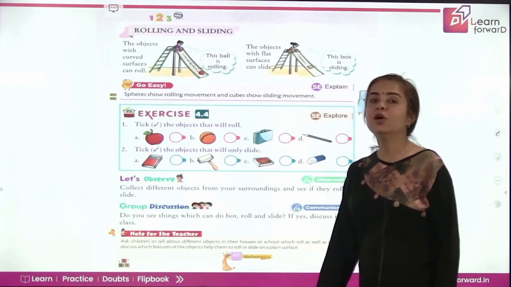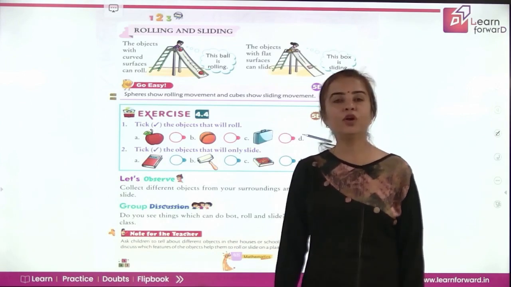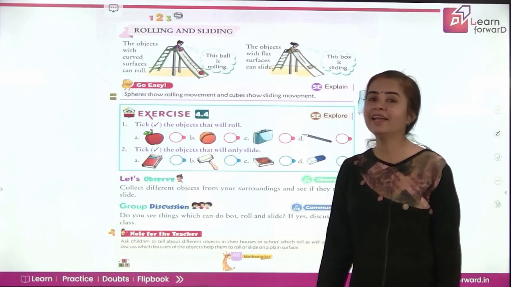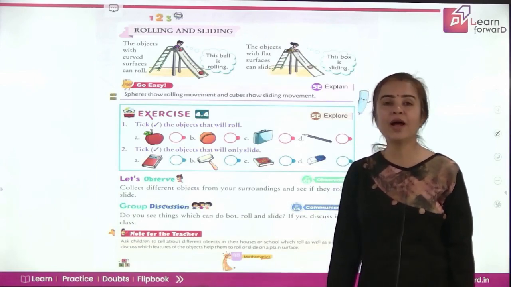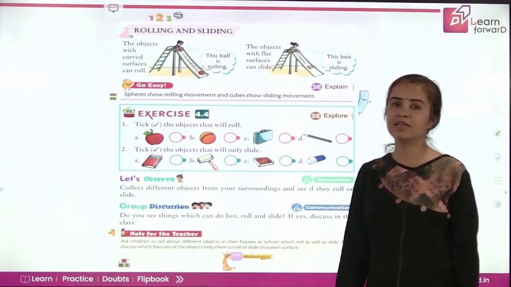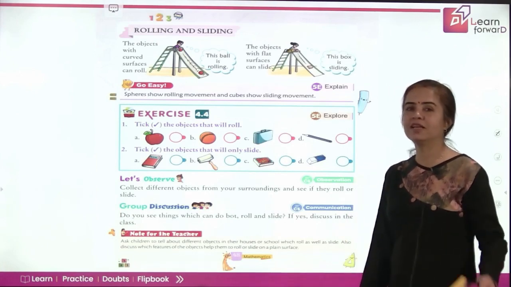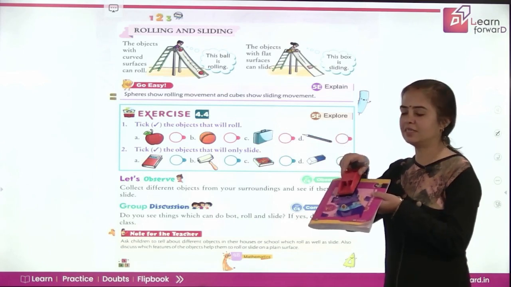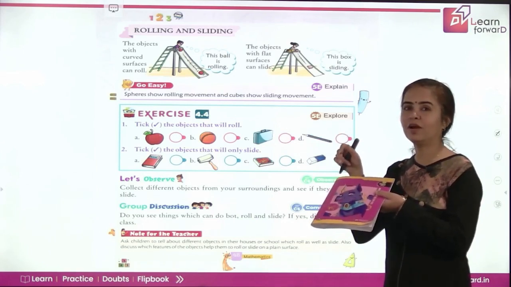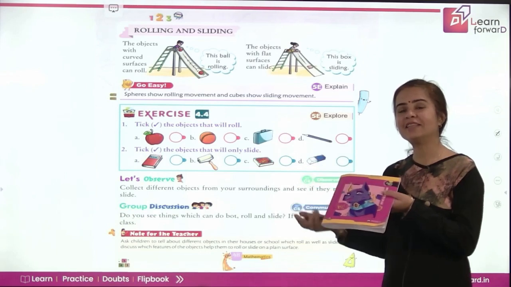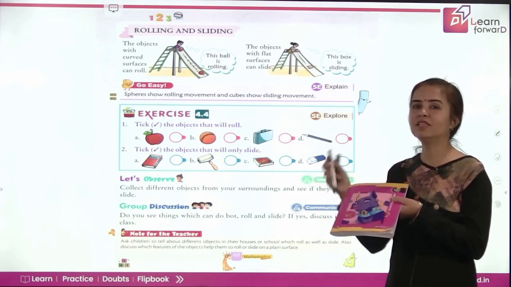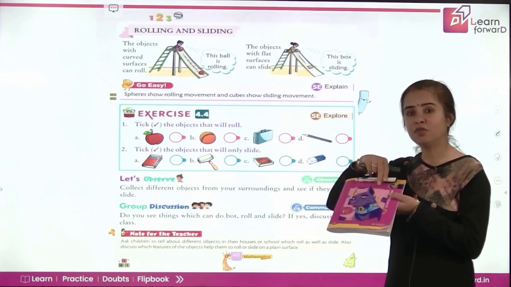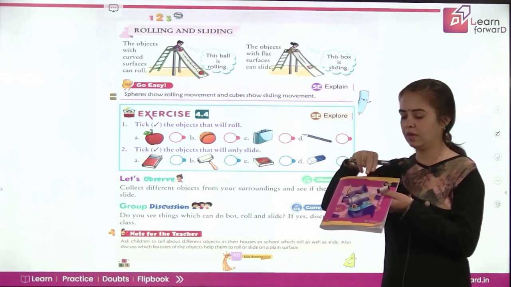Coming to next is rolling and sliding. What do you mean by rolling and what do you mean by sliding? So rolling and sliding are the surfaces. How do you identify whether something is rolling or sliding? Let's see an object. So this is a plane surface. Now if I put this over it and I make it fall, what happens? It slides. But what will happen with this marker if I put it like this? See, it will go down, but it will roll like this.